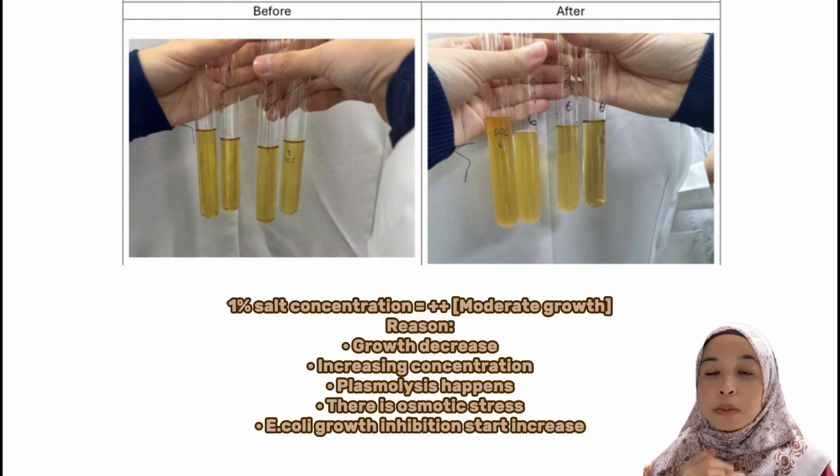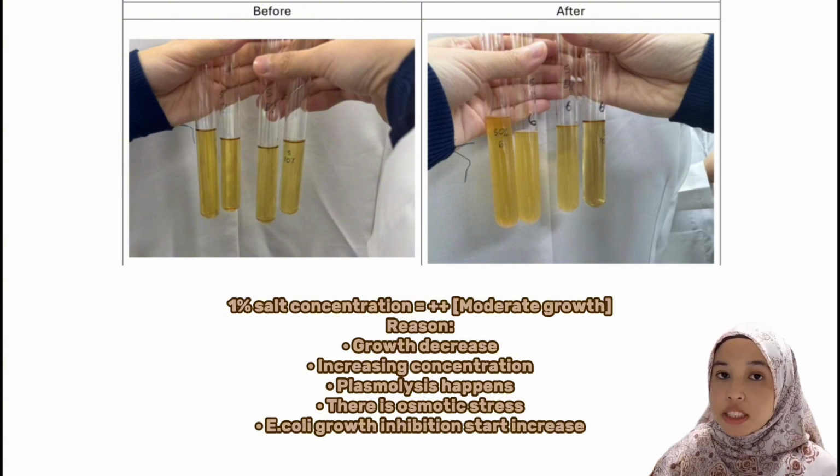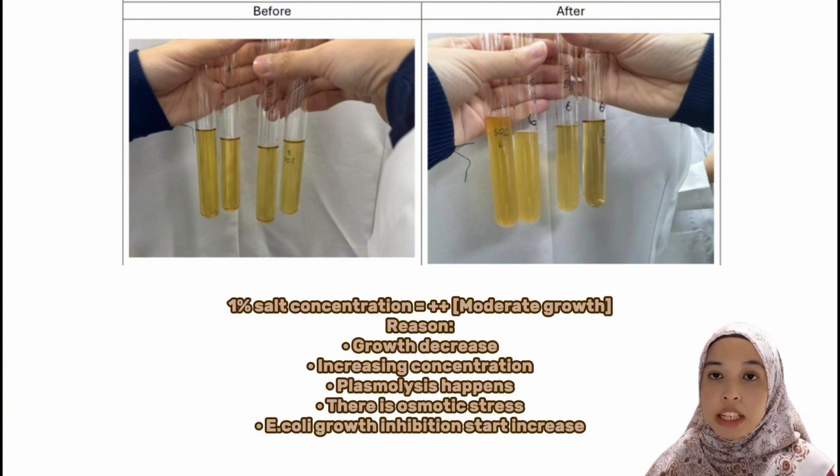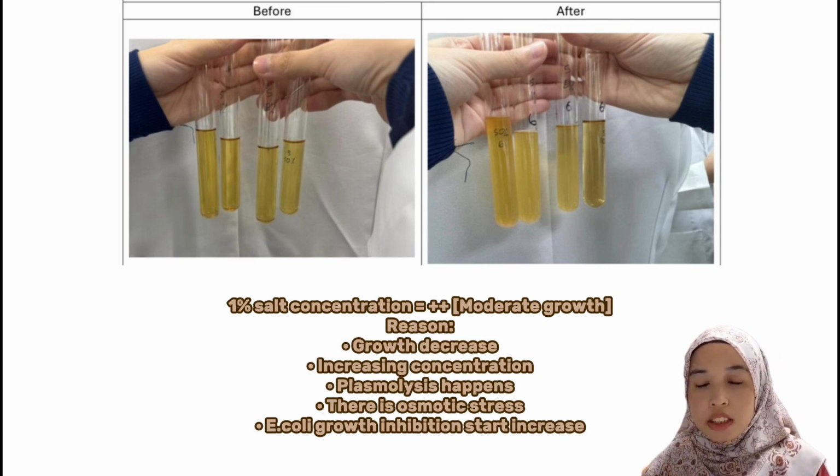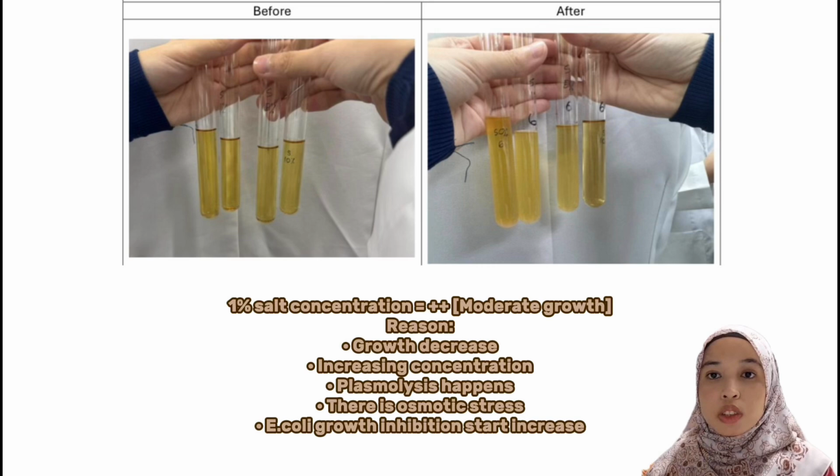In 1% solution, E. coli growth is moderate. This is because its growth decreased from 0% because of the increasing concentration, which causes plasmolysis to start to happen, and there is also osmotic stress. This causes E. coli growth inhibition to increase. That is why its amount is also decreased.